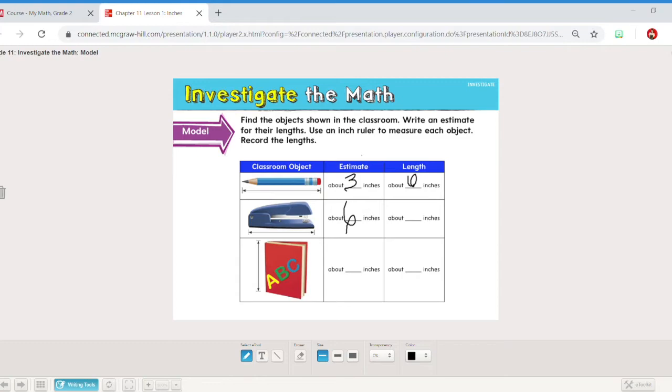Now finally, my book. I'm looking at my book, and it's definitely larger than my pencil. So I'm going to say it's about, not quite 2 pencils, 11 inches. I'm going to measure it. And I was close. It was about 10 inches. I wonder how your measurements went.